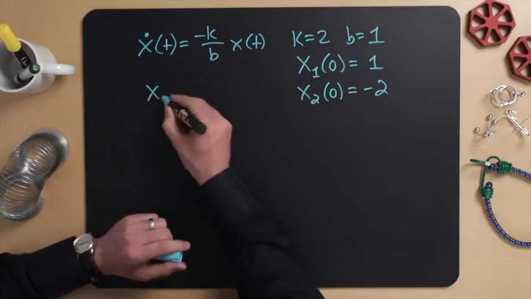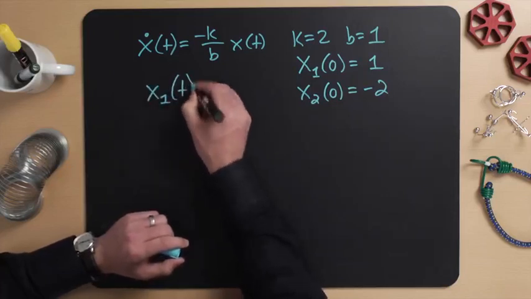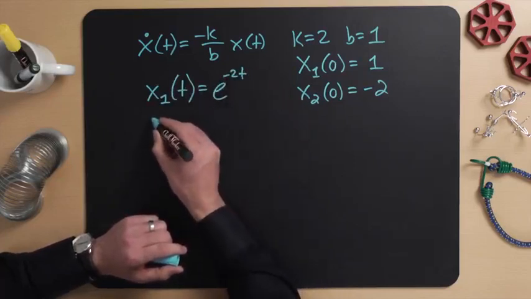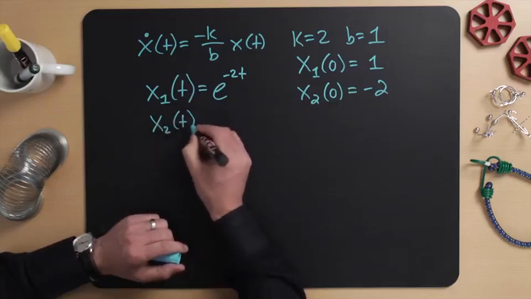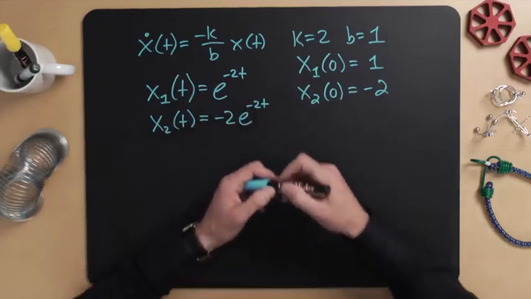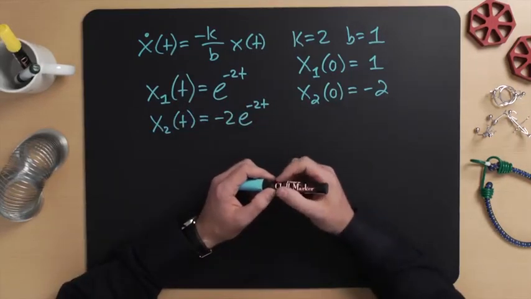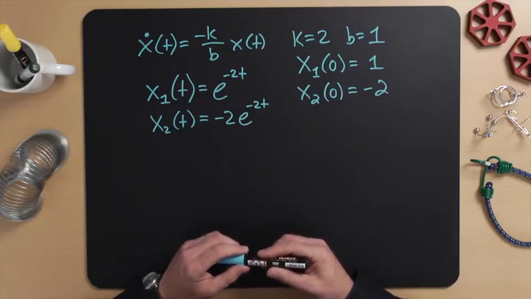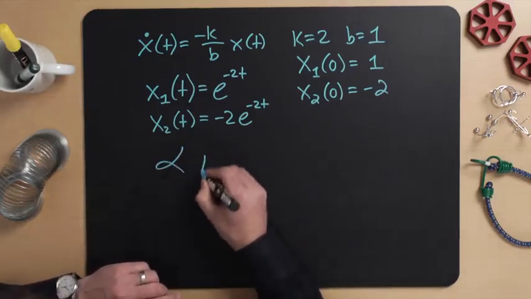From this, using the fact that the solution for each initial condition is exponential, we can conclude that x1 of t is equal to e to the minus 2t, and x2 of t is equal to minus 2 e to the minus 2t. x1 is an exponential and x2 is an exponential. Note that in this expression of the solutions, x2 is multiplied by negative 2 because the initial condition for x2 is negative 2.